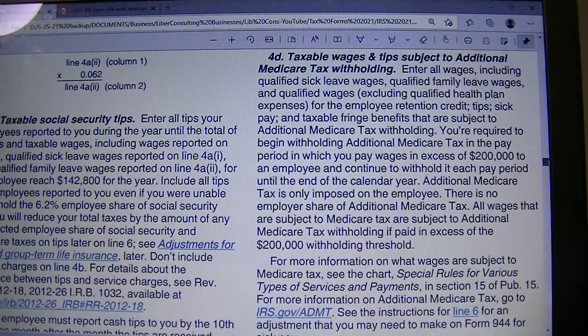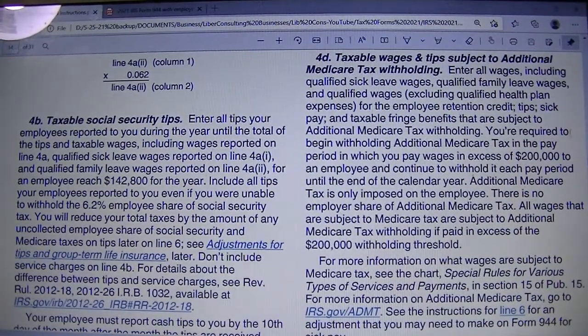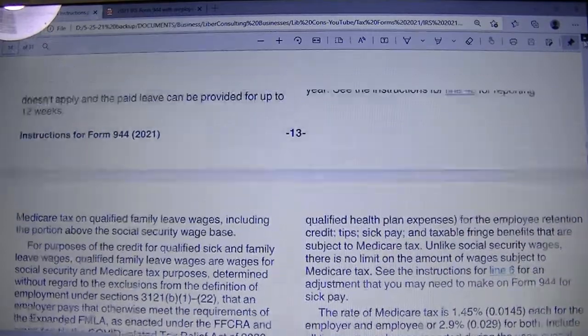I think we went a little bit over 142,800. Believe so. So let's go back up a little bit to 4A.